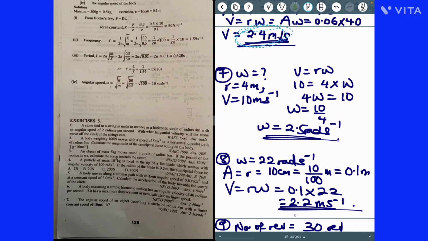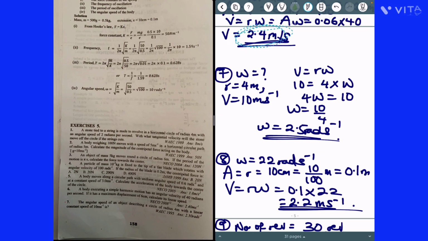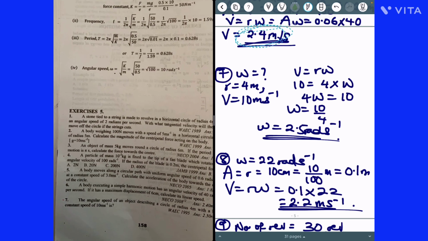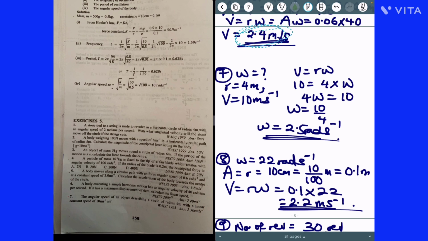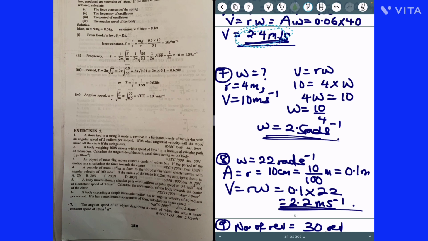Question 7 says the angular speed of an object describing a circle of radius 4 meters with a linear constant speed of 10 meters per second is, so we want w. In this question, we want w, which is the angular speed.